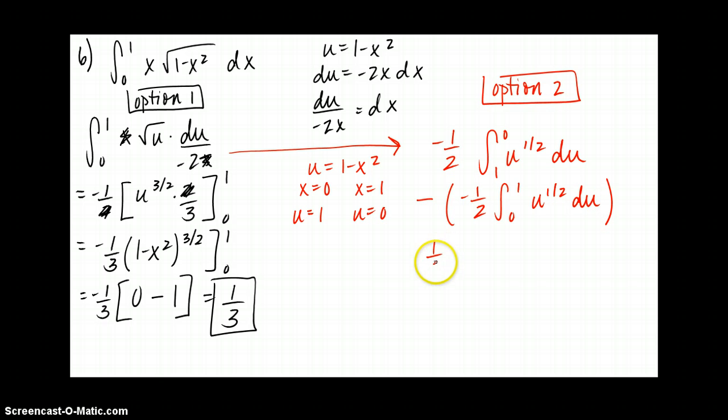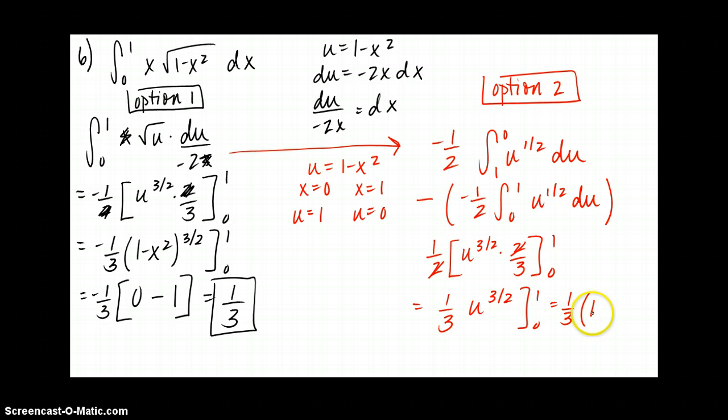The negatives cancel. Integrating u to the 3/2 times 2/3. Now from 0 to 1, the 2's still cancel. U to the 3/2 from 0 to 1. Plugging in 1 for u, I get 1. Plugging in 0. So again, we verify the exact same answer. You pick one and be really good at it.